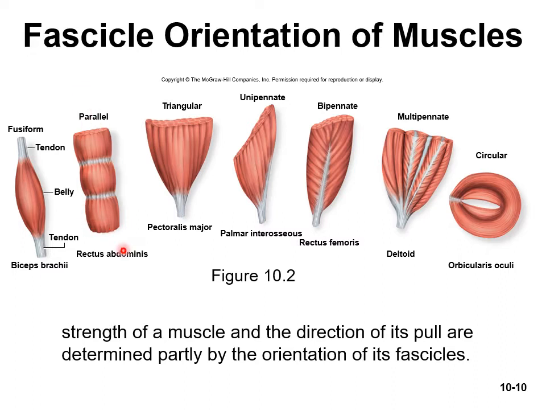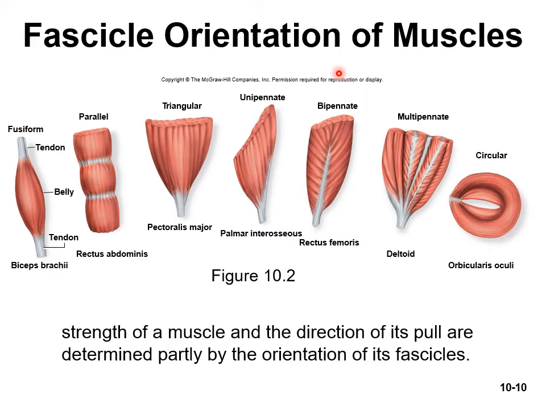Parallel muscles are where the fascicles are all oriented parallel to one another in straight lines. The rectus abdominis, your six-pack muscle, is a parallel muscle. Triangular muscles are where it tapers at one end but fans out. So the pectoralis major is one of those. A unipennate muscle is going to have a tendon that runs up one side of it and it fans out almost like half of a feather. The palmar interosseous muscle is going to be the meat of your thumb muscle.